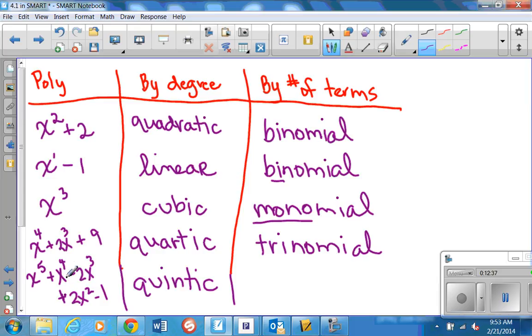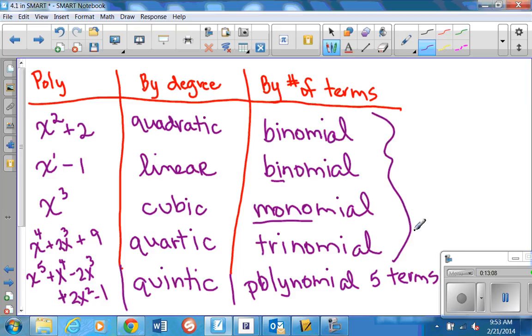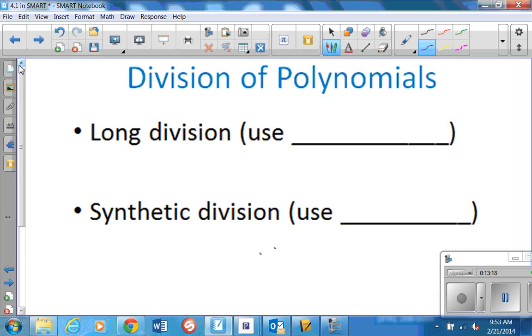Now we have 1, 2, 3, 4, 5 members of this, 5 terms. Do we have a name for that? Thinking 5, cinco. Yeah, all we do is call this a polynomial of 5 terms. They're all polynomials because poly means many. But once you get past 3, then you just start saying polynomial of 4 terms, polynomial of 5 terms, polynomial of 100 terms. So only the first 3 have special names: mono, bi, and tri. So you know all that? Have you never put it together maybe in a chart like that?